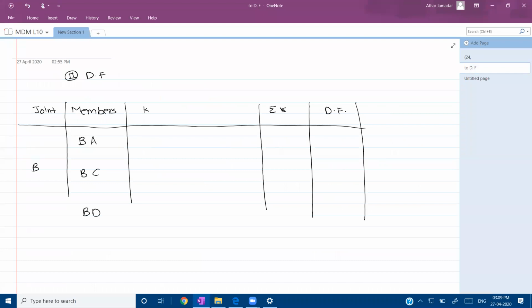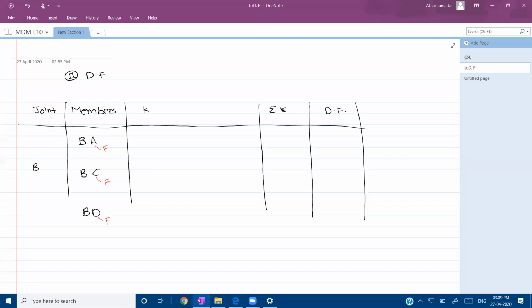Now in this case, for members BA, BC, BD, B is the joint. So in case of BA, A is going to be the far support. In case of BC, C is going to be the far support, and in case of BD, D is going to be the far support. This is necessary for calculation of K values because K is dependent on the nature of far support.